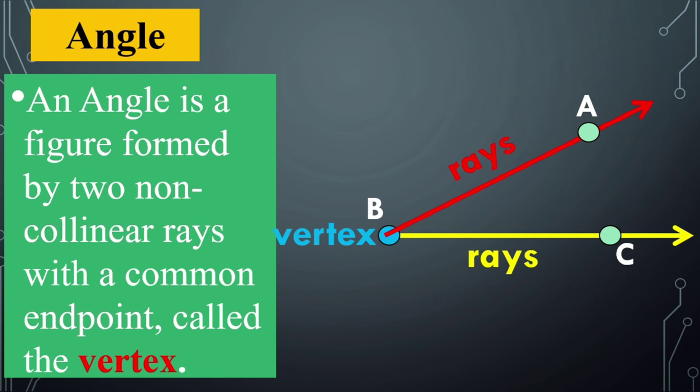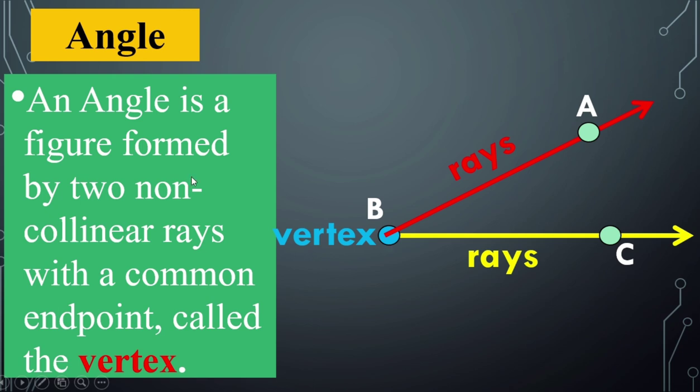So, therefore, what is the common endpoint of ray BA and ray BC? What does ray BA have that ray BC also has? Because when we say common, they both have it. And that is point B. Therefore, that is your vertex. Again, the vertex is your common endpoint. Since B here is the common endpoint, then that is your vertex.